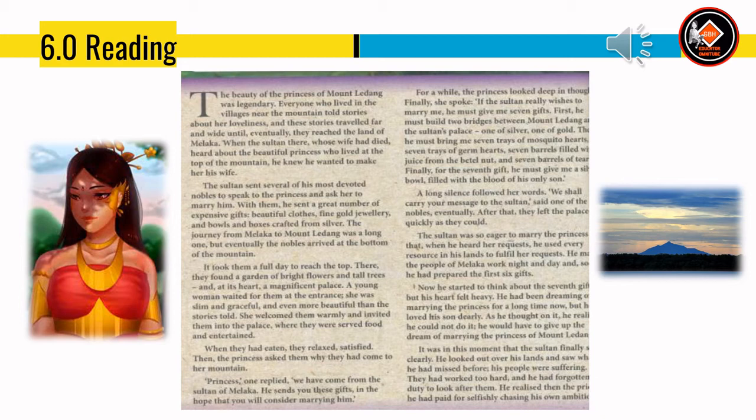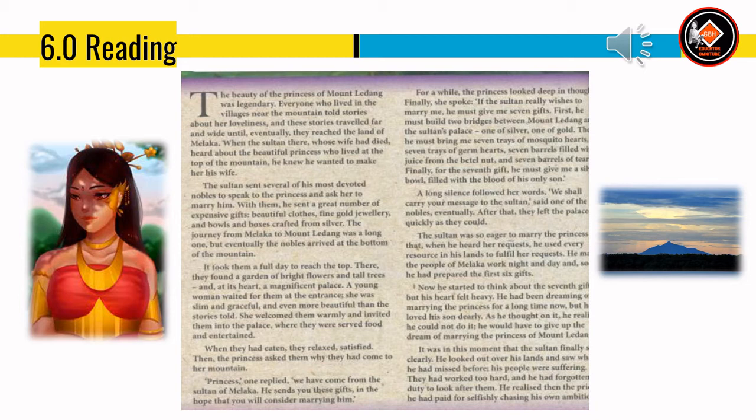The Sultan sent several of his most devoted nobles to speak to the princess and ask her to marry him. With them, he sent a great number of expensive gifts, beautiful clothes, fine gold jewelry, and bowls and boxes crafted from silver. The journey from Malacca to Mount Ledang was a long one, but eventually the nobles arrived at the bottom of the mountain. It took them a full day to reach the top. There, they found a garden of bright flowers and tall trees. And, at its heart, a magnificent palace.